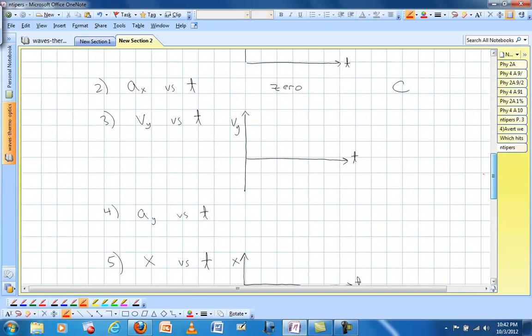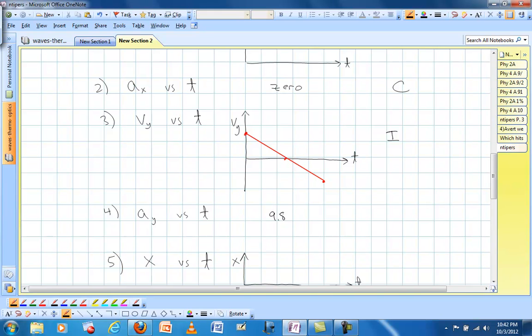So let's just fill in a few things. We know it starts off large and in the positive direction. We know it's 0 somewhere in the middle, and we know it's large in the negative direction right before it hits home plate. And we'll connect those with a straight line. So this is the v sub y versus t graph. That corresponds to I.